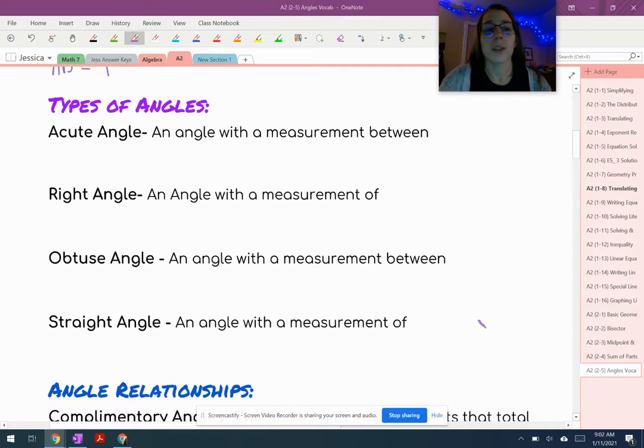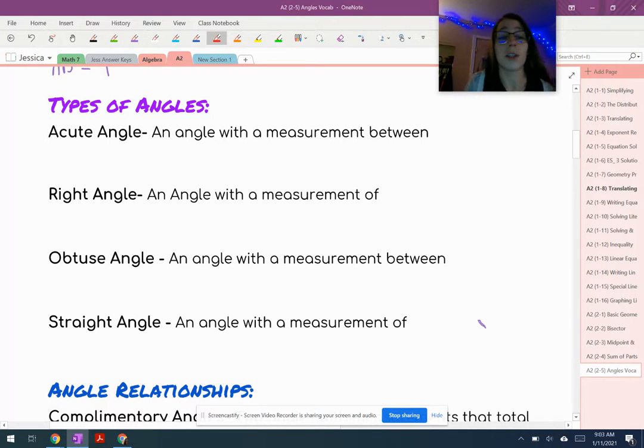Okay, so this next part is going to talk about different types of angles. If you had me as a seventh grader, we definitely did touch upon these, at least a little bit. So there's 4 different main types of angles that we're going to look at. The first one is called an acute angle.